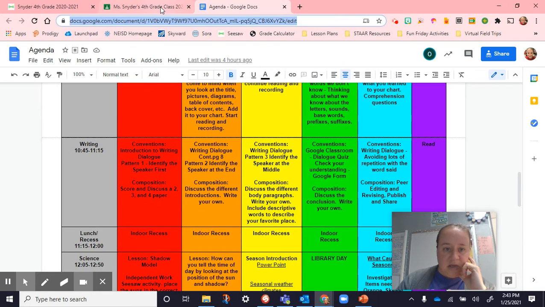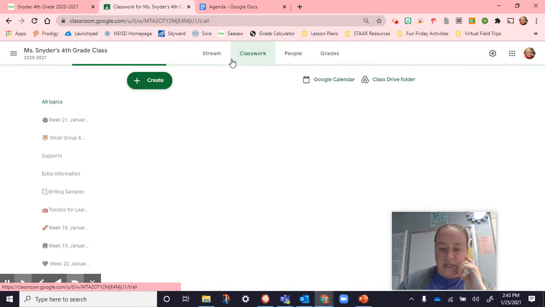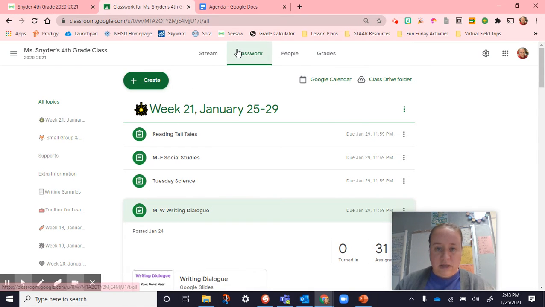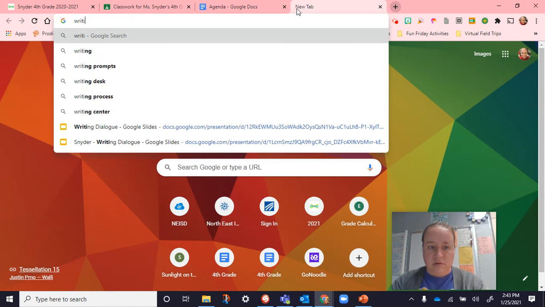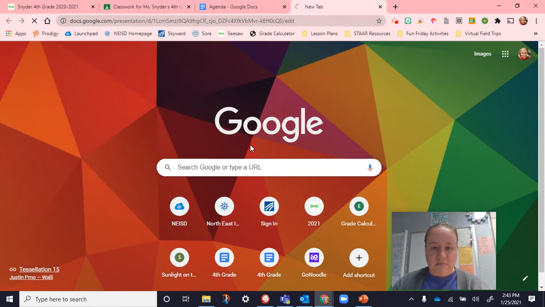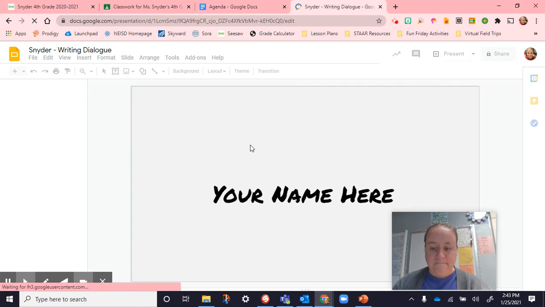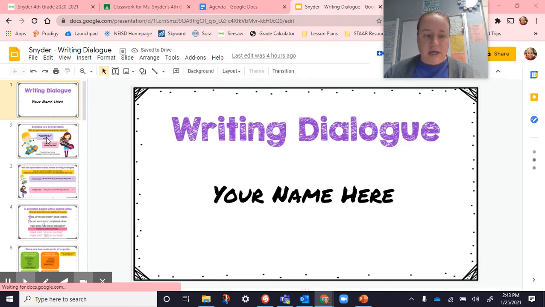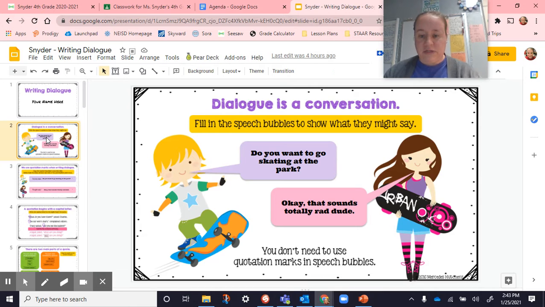In writing today, we talked about quotation marks using dialogue. If you go to this Monday through Wednesday writing dialogue and open this up, all right, this first part is just an introduction. It's talking about how, with speech bubbles, you don't actually use quotation marks.